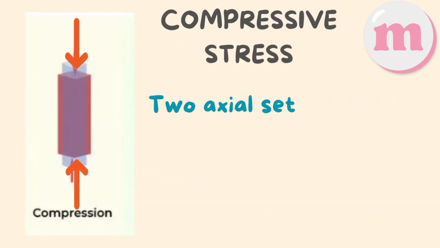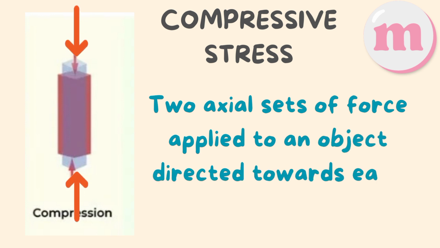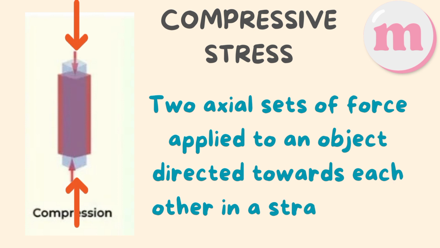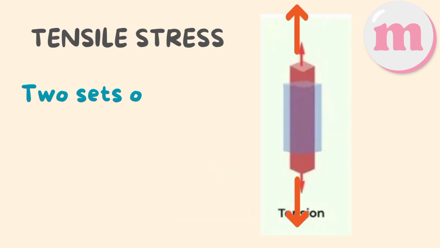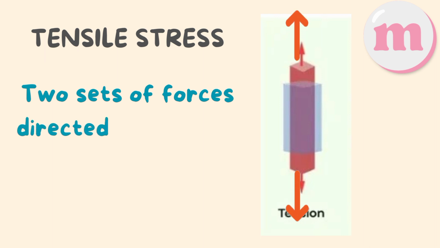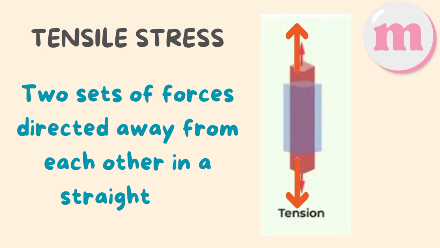Compressive stress is the internal resistance developed in response to a compressive force, which is nothing but two axial sets of force applied to an object directed towards each other in a straight line. In the same way, tensile stress arises due to tensile force, which has two sets of forces directed away from each other in a straight line. The tensile force tries to stretch the object, or elongate it in simple terms.